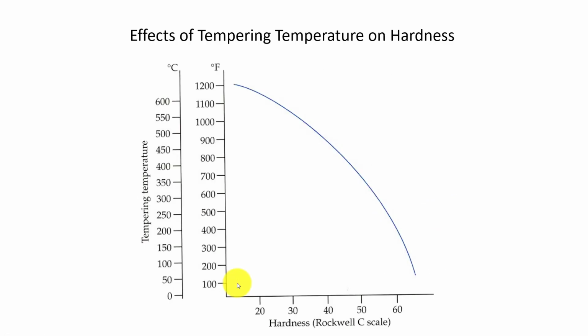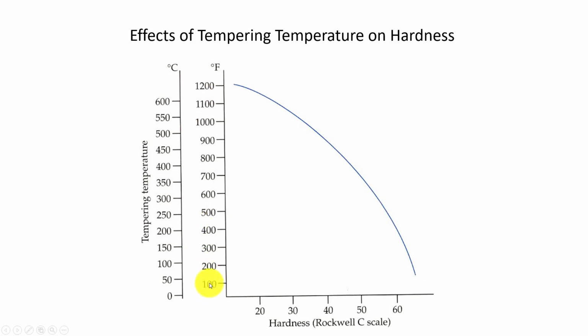So let's look at a couple more slides here. The effects of tempering temperature on hardness. This is a generic graph, guys. Don't use this for your lab. You're going to go to the heat treater's guide. This is an educational slide here. We have Rockwell C hardness. 60 is hard. A file is around 60. That's really hard. We've talked about that before.